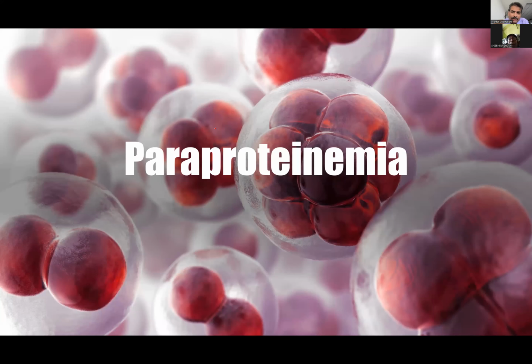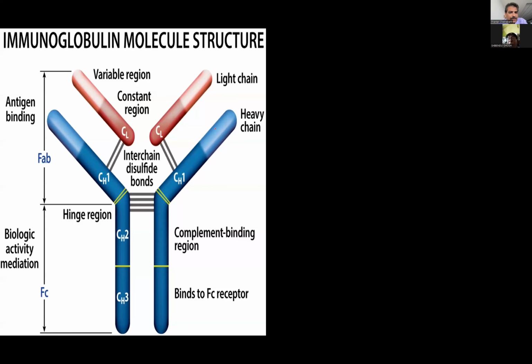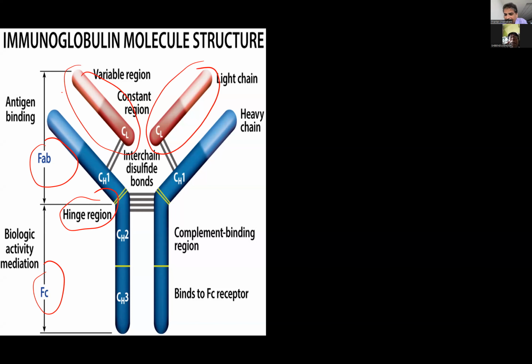So before going to what the paraproteinemias are, just a bit of physiology and pathology. This is the immunoglobulin molecule structure. As you know, you have a variable region and a fixed region, and this is the Fc. This is the antigen binding, and this is the hinge. This is the variable region, this is the constant region, and this is the light chain. Madhuchandati was alluding to the free light chain assay.